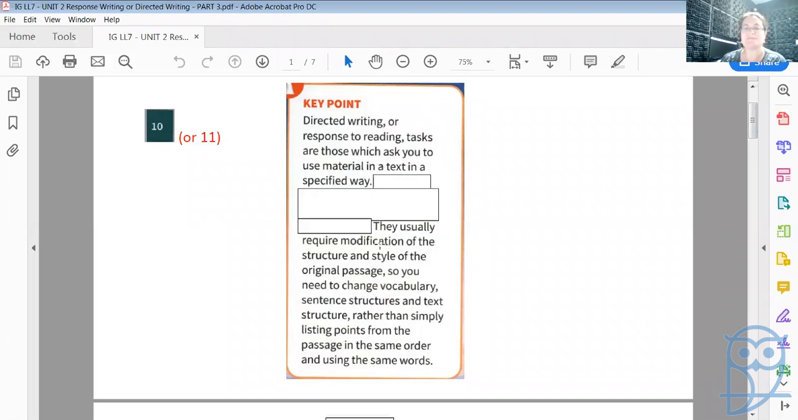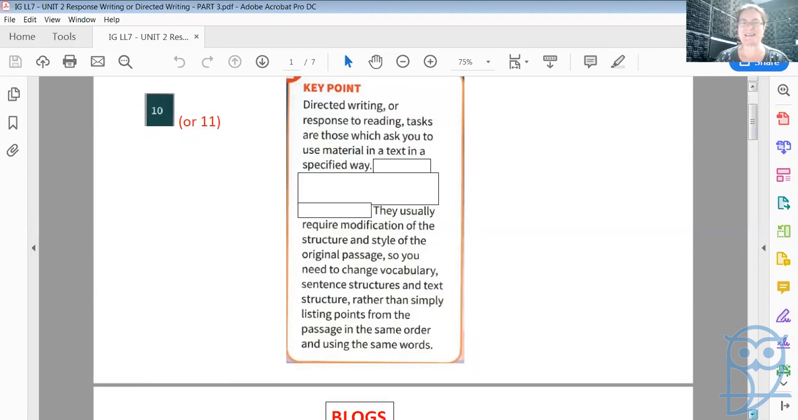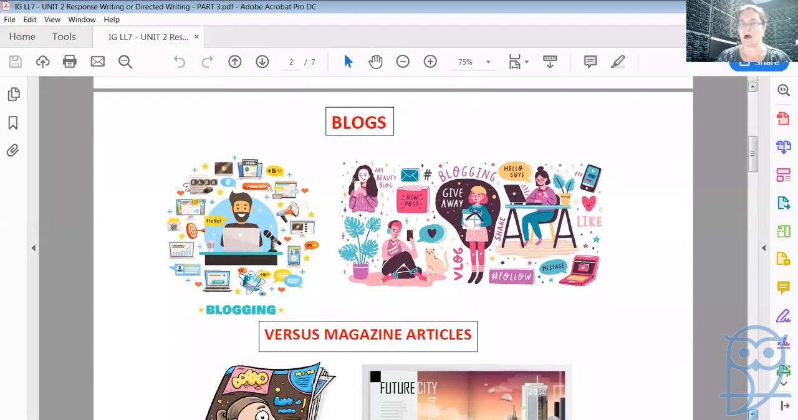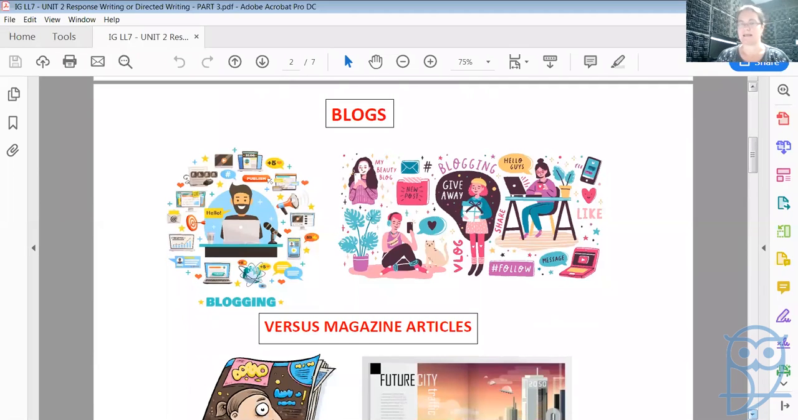They usually require modification of the structure and style of the original passage, so you need to change vocabulary, sentence structures, and text structure, rather than simply listing points from the passage in the same order and using the same words. So if you're given a newspaper article and they ask you to change it into a letter, that's what you'd have to do. Sorry for those of you who have heard this 1,000 times already, but it's just nice to have a little recap. So, like I said, today we are going to look at blogs versus magazine articles.